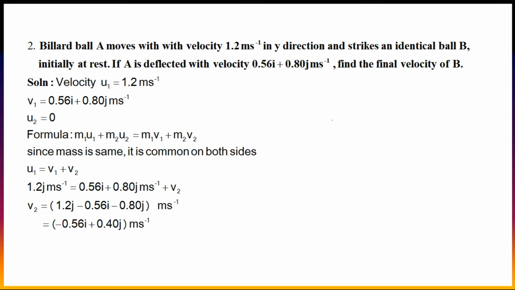per second. So in this problem, billiard ball A moving with velocity 1.2 meter per second in the y direction strikes an identical ball B, which was initially at rest, and after the collision B moves with a velocity 0.56 i plus 0.80 j meter per second. Find the final velocity of the B. So we have to calculate the v2. So u1 is known, 1.2 meter per second in the y direction, that is 1.2 j meter per second, and v1 is known, that is after collision it is moving with this velocity.